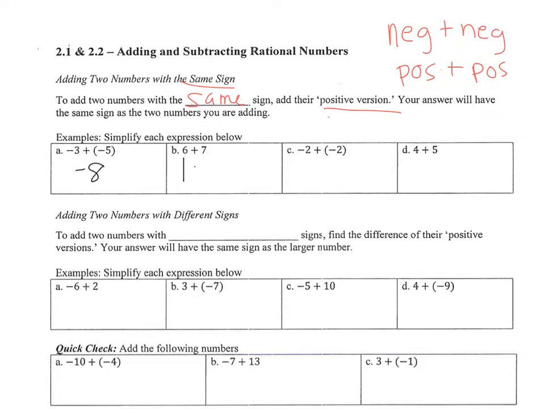6 plus 7 is 13, we know that. And then -2 and -2. Think of their positive versions. So that's just going to be 2 plus 2, which is 4, but it's actually going to be -4. And then 4 plus 5 is 9.